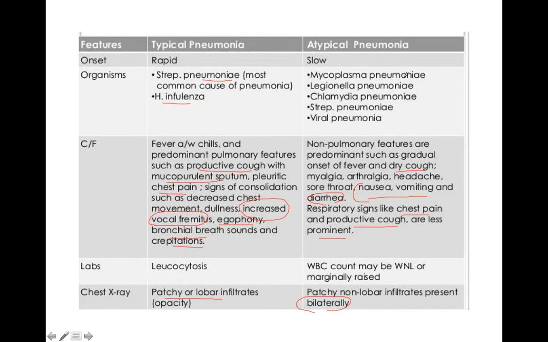Indications of admission are CURB-65. I'll come to that. So if these criteria are not met for hospitalization, we will not admit the patient. We will just go for chest X-ray and start treating the patient with antibiotics. We will not go for blood culture.